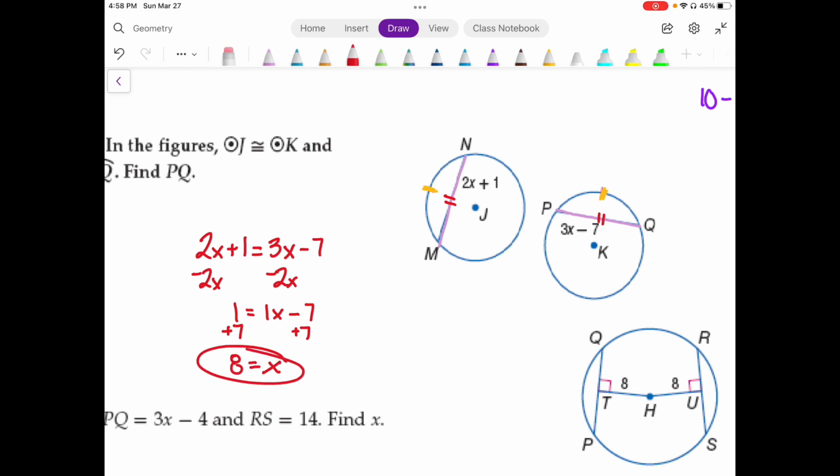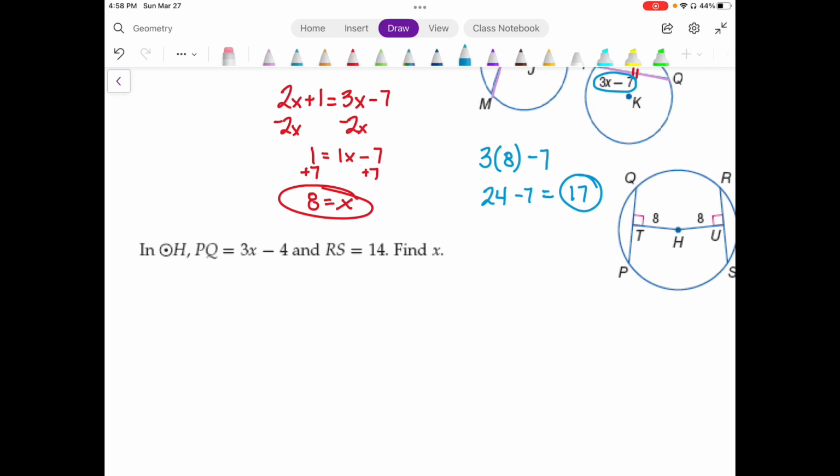You might be tempted to stop here, but we need to find PQ. So I'm going to take the x that I just found and plug it back into that. 3 times x, which is 8, I just found out, minus 7. Well, 3 times 8 is 24, minus 7 is going to be 17. So that is going to be PQ.